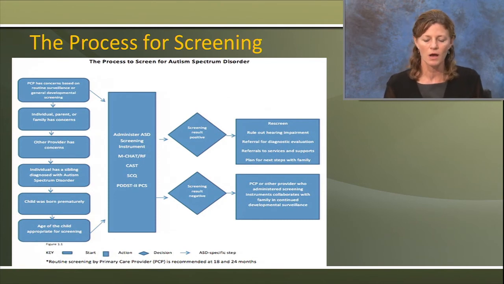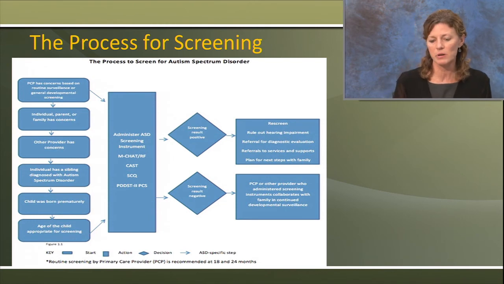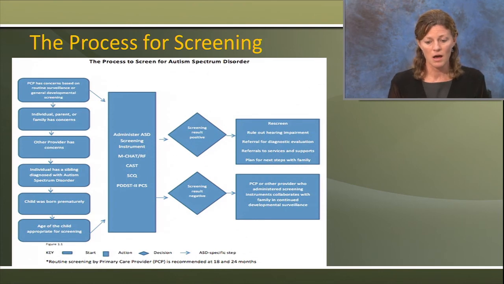What we want to do is refer them on for services and supports, because with every service entity, there's an assessment that has to be done before they can begin services. That's time consuming, so we want to get that ball rolling so we're not wasting any more of the child's time. And then, of course, we want to plan for next steps with the family, really helping them move forward so that they are setting up the appointment for the diagnostic evaluation, setting up the appointment with early intervention or the school so that they can begin those services, and then planning to come back to your office if you're a pediatrician so that they can continue working with you as part of a team.